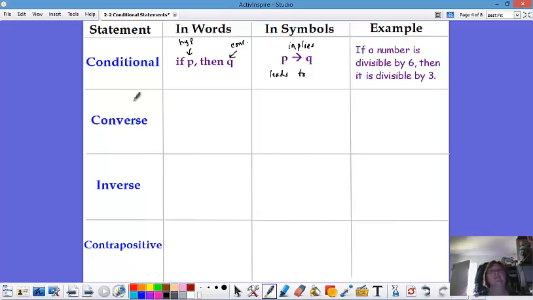All right. The converse of a statement kind of shakes things up. In fact, when I talk about this, I will say that the converse switches.